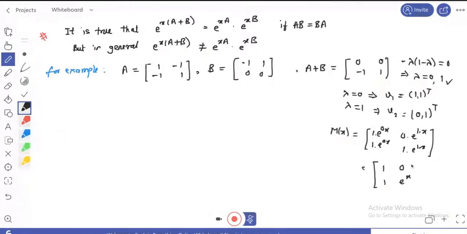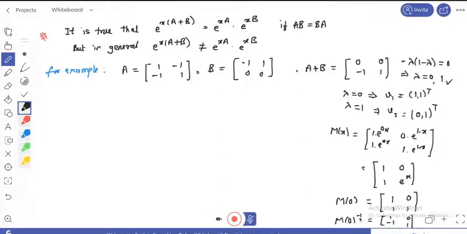And what is M0, the value at x equals 0? So this becomes 1 0 1 1. So this is the fundamental matrix. Okay, so here you can find what is M0 and what is M0 inverse. So M0 inverse is the inverse of this matrix. Here the determinant is 1, so simply we interchange the entries, so this becomes 1 0 minus 1 1. Okay, this is your M0 inverse.